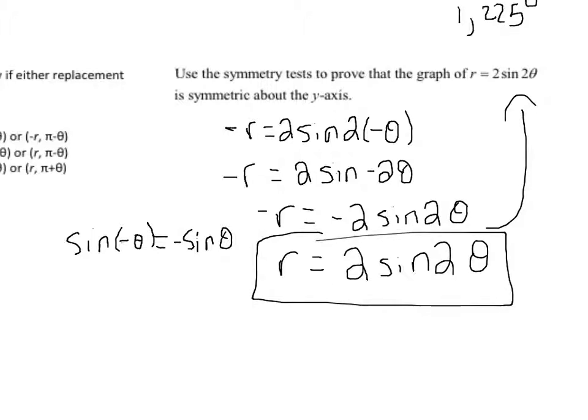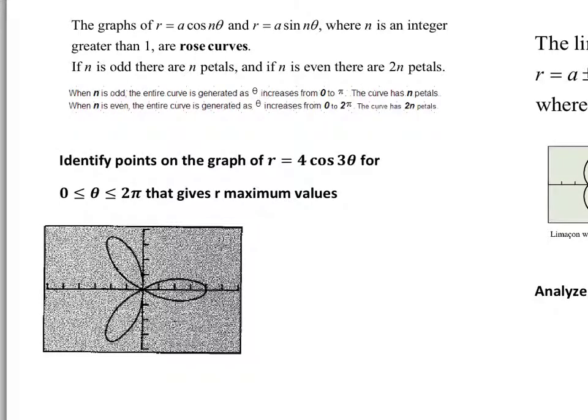Alright, let's start looking at some of the curves now. Okay, it says the graphs of r equals a cosine n theta and r equals a sine n theta, where n is an integer greater than 1, are Rose curves. If n is odd, there are n petals. If n is even, there are 2n petals. When n is odd, the entire curve is generated as theta increases from 0 to pi. The curve has n petals. We talked about that. When n is even, the entire curve is generated as theta increases from 0 to 2 pi and has 2n petals.